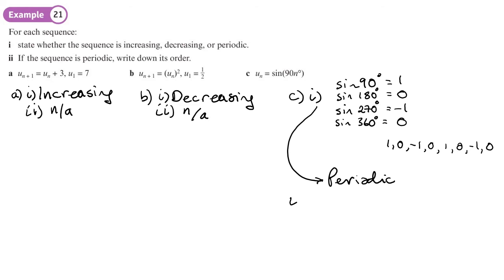So part 2, write down the order. Well, the order of it is 4. There's 4 numbers in this repeating pattern. Now I know the 0 gets repeated here and here, but the complete cycle isn't finished until we get here and then we repeat it. So the order of this is 4. So order equals 4.